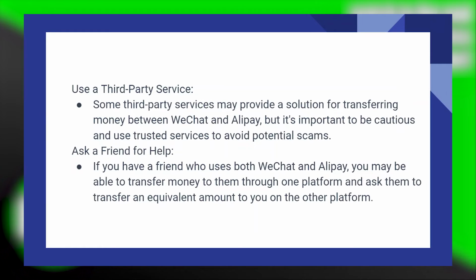If you have a friend who uses both Wechat and Alipay, you may be able to transfer money to them through one platform and ask them to transfer an equivalent amount to you on the other platform.